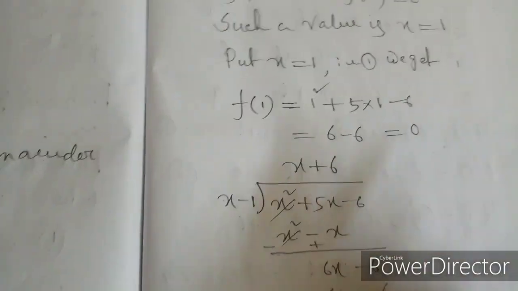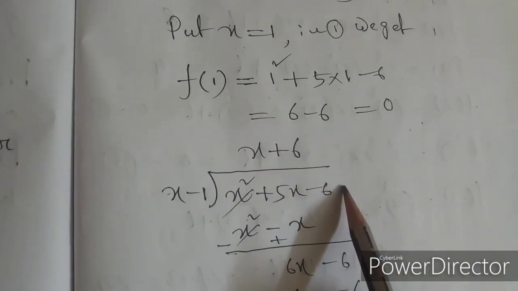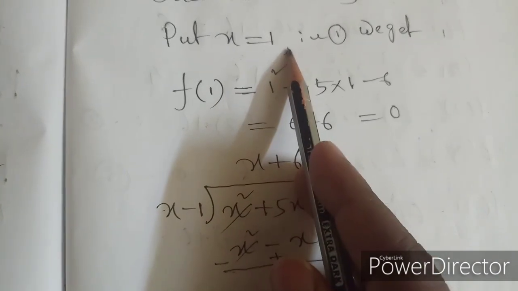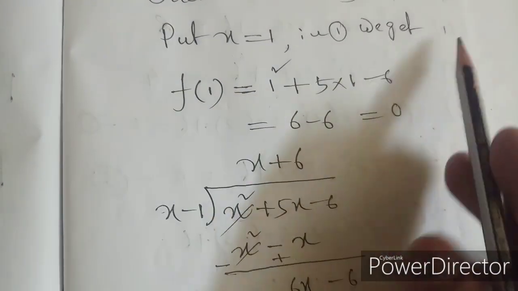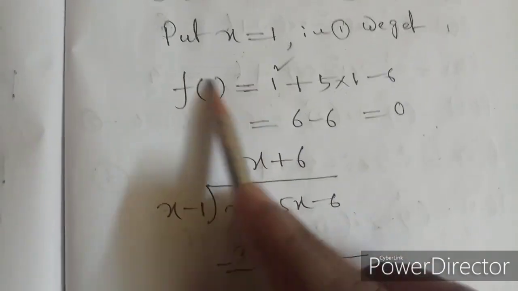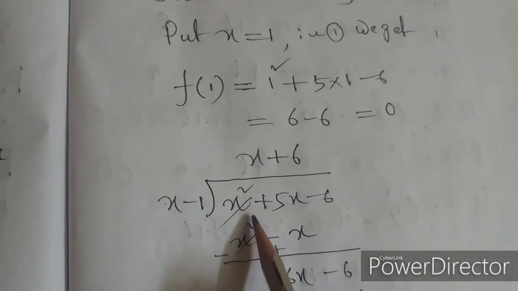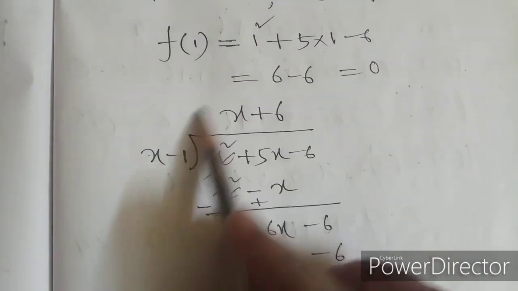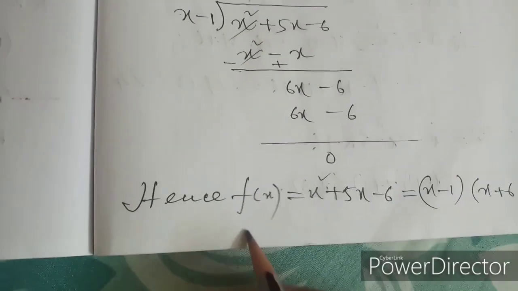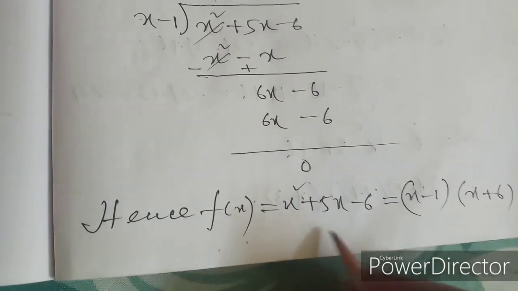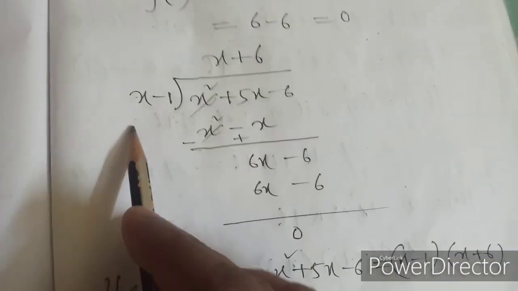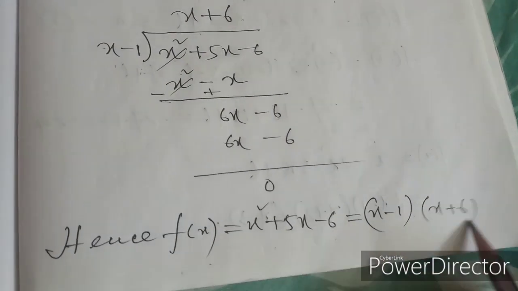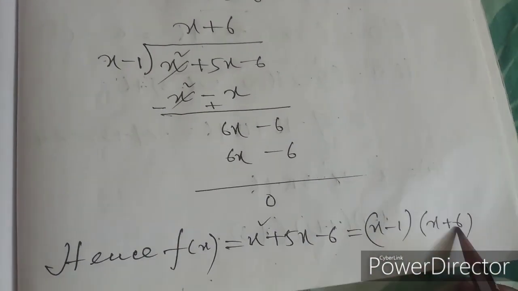So now we can divide this x square plus 5x minus 6 by x minus 1, since if we put x equal to 1, the expression f(1) is 0. After division, we get this. Clearly, f(x) can be written with one factor x minus 1 and the other x plus 6. So this into this. So f(x) equal to (x minus 1) into (x plus 6).